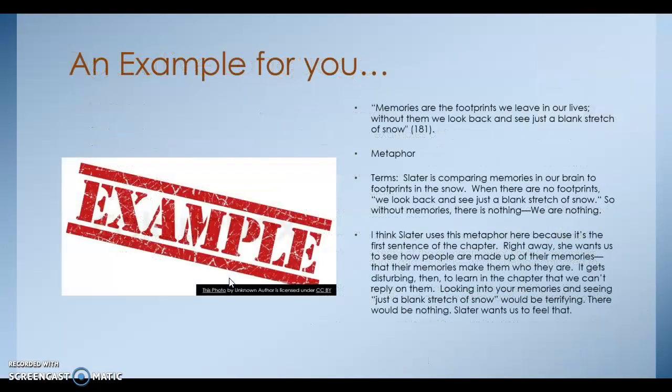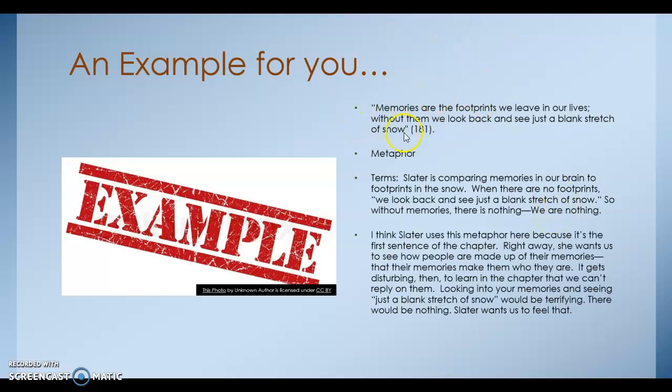Okay, so here's an example. I pulled this right off the first sentence of the chapter. Memories are the footprints we leave in our lives. Without them, we look back and see just a blank stretch of snow. It's a metaphor. The term, Slater is comparing memories in our brain to footprints in the snow. When there are no footprints, we look back and see just a blank stretch of snow. So without memories, there is nothing, we are nothing, right? So those are the terms. What's being compared to what?